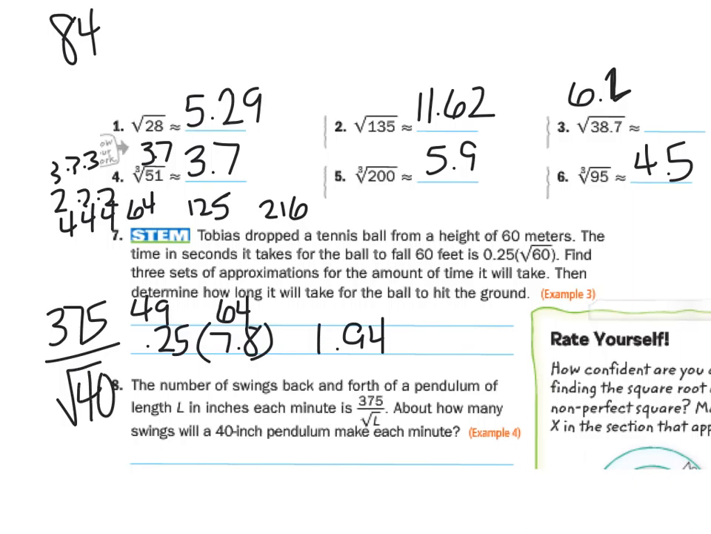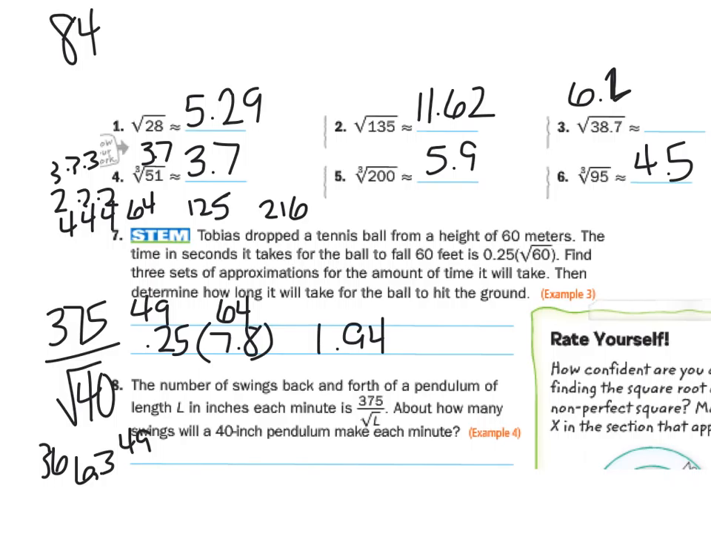Alright, well, the numbers around it are 36 and 49, 6 times 6, 7 times 7. It's a little closer to 36, so I'm going to say it's going to be about 6.3. Now I like to make that approximation knowing what I know, and then I like to go see how I did. Because the square root of 40 is 6.3. Woohoo! 6.32 if you want to be picky.